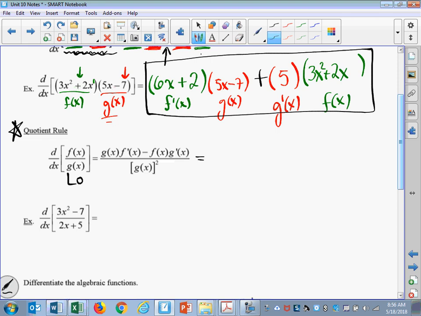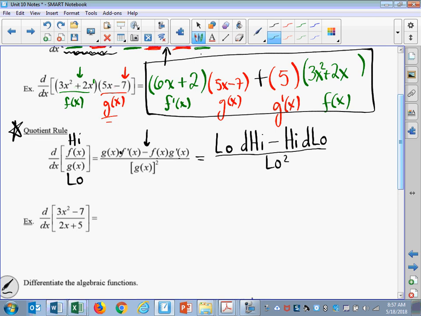Notice the low function comes first, g of x, and then we multiply by f prime, the derivative of the numerator. The quotient rule says minus. F comes next, and then g prime. There's a little ditty that helps people remember this. We usually say low d high minus high d low, all over low squared.